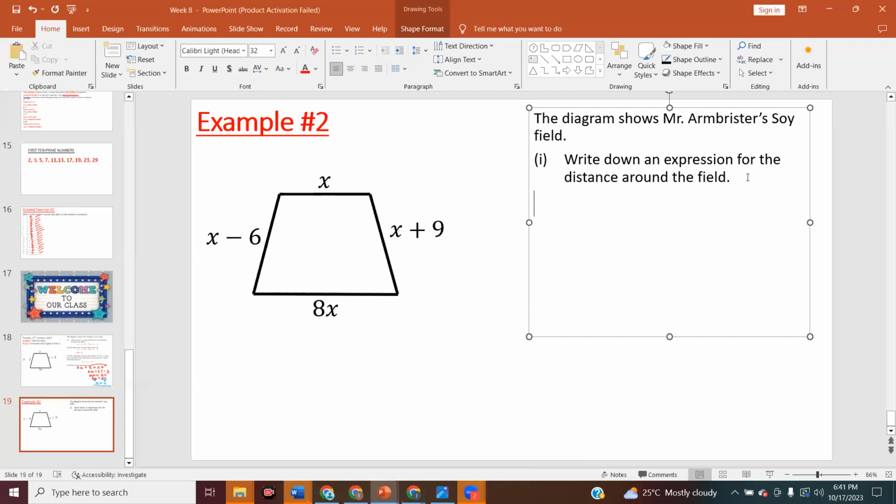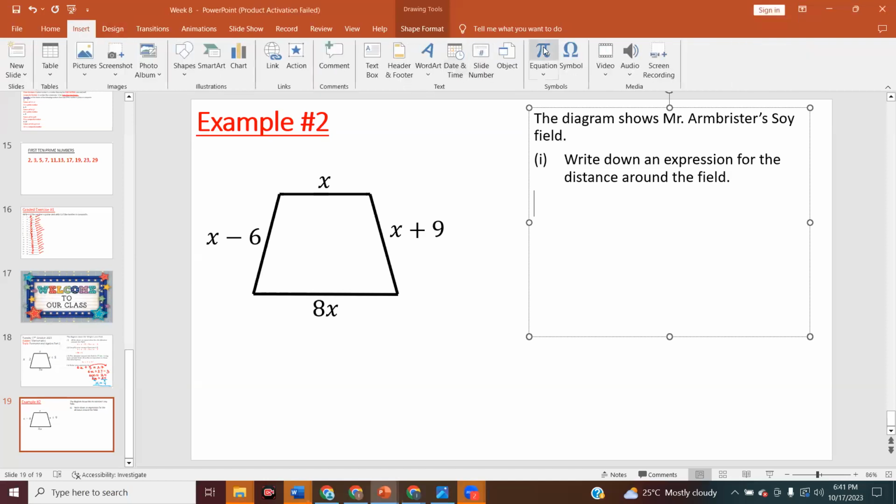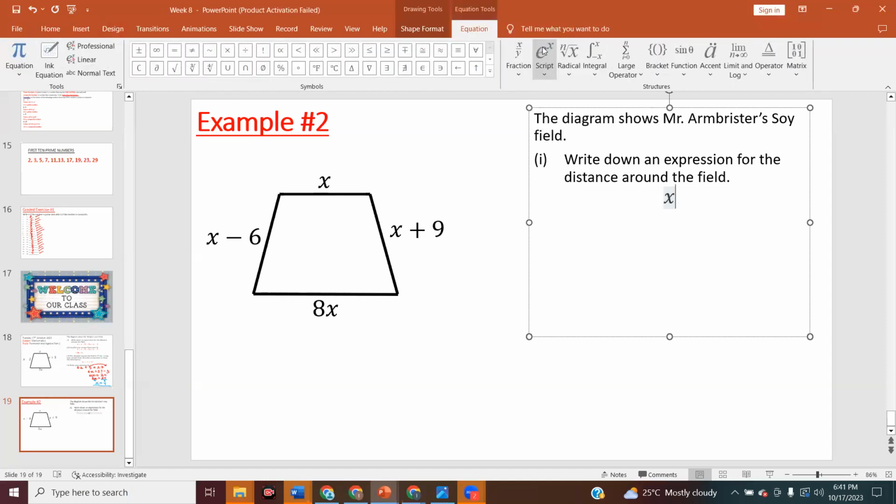So let's do that. Let me put the insert button. It's going to be x first, right? So x first right there, then x plus 9. Good. So we have x, then x plus 9.